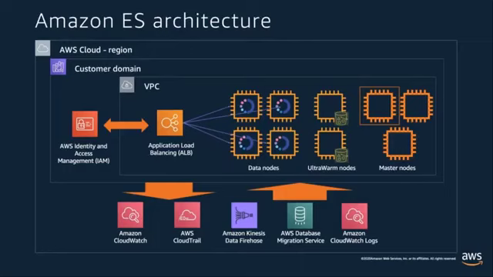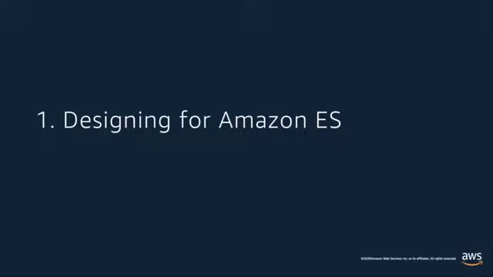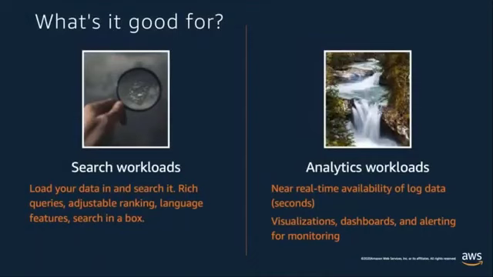So when you use Amazon Elasticsearch service, you deploy what we call a domain. You use a configuration API that's going to tell us what you want to deploy, and then we go and deploy all of this hardware and software on your behalf as an Amazon Elasticsearch service domain. So digging into our topic areas, the first topic that I wanted to address was designing it and what's it good for. As we already covered, there are two primary workloads for Elasticsearch.